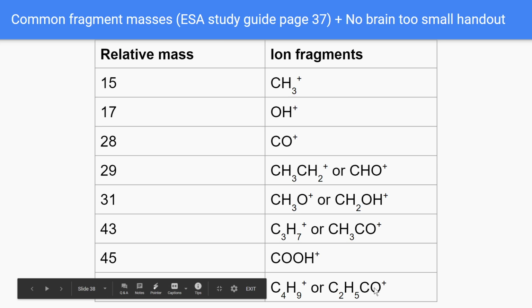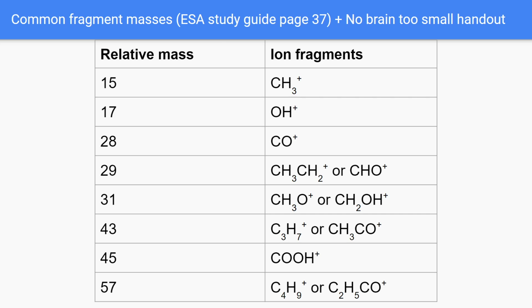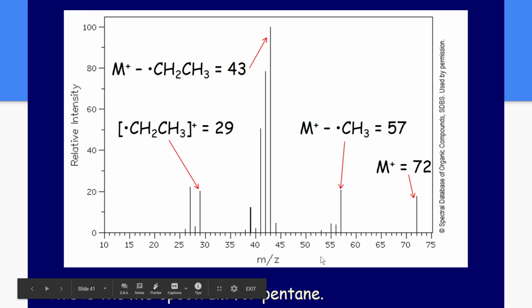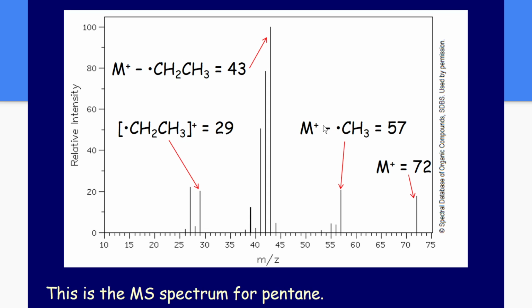Now, this peak at 57, if we go here, you can see 57 is either C4H9 or C2H5CO. There's no oxygen in pentane, so it's going to be C4H9, which is pentane which has lost a CH3 group at the end. So what's happened is pentane, a CH3 has been cleaved off it, and it's become C4H9+. So you should have written C4H9+ here. What they've done here is they've just done M+ minus a CH3 group, which gets us 57.